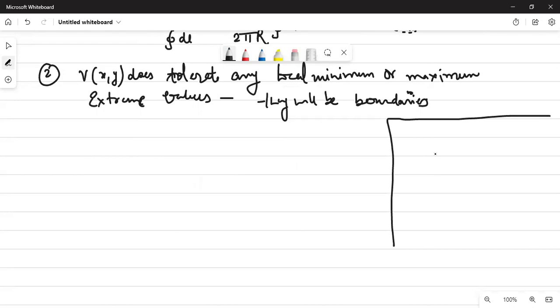If I had a function of one variable, then I simply differentiate it with respect to that one variable. Now, if I have a function of two variables, what to do? For two variables, I'm just writing a result so that it becomes easy for you.